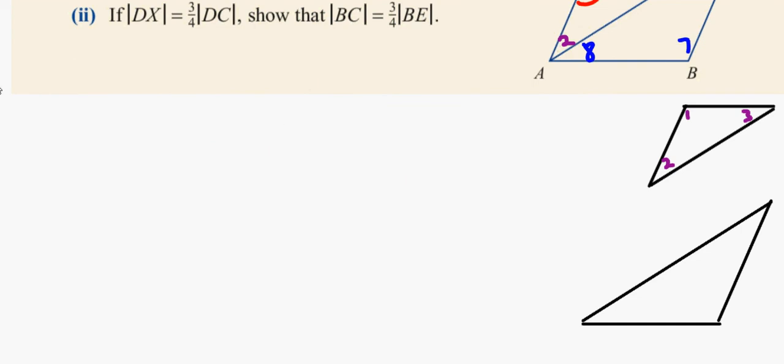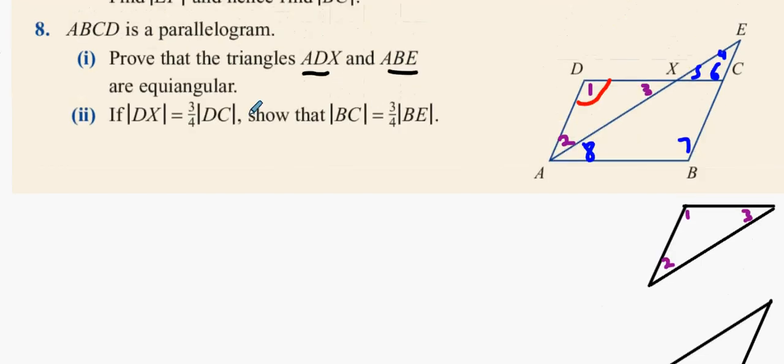Now, EX equals 3/4 of DC. So essentially that's a ratio of 3 to 1. Show that BC is 3/4 of BE. So let's think of a letter that's not in use. Yeah, we have this all day long.